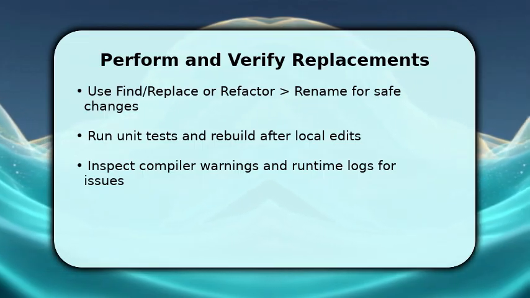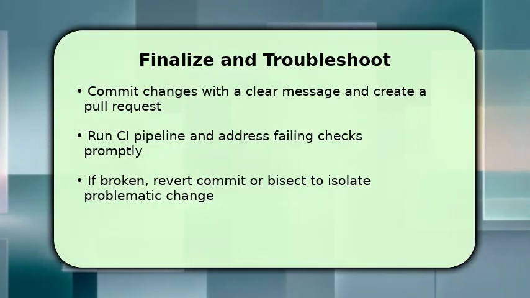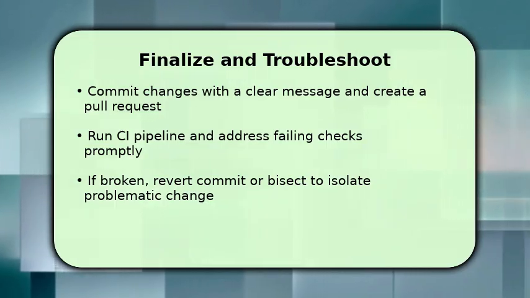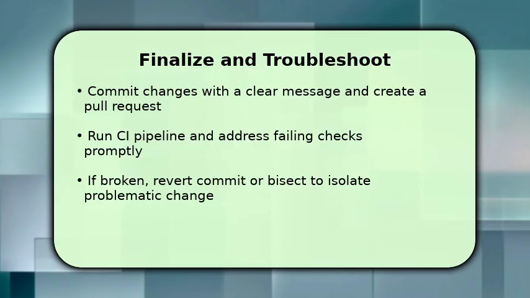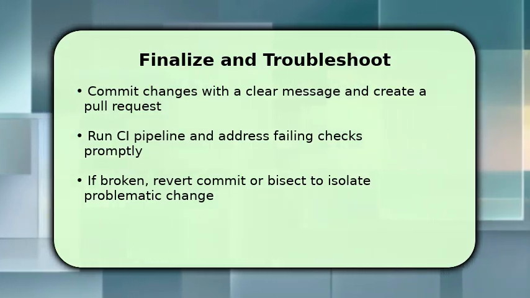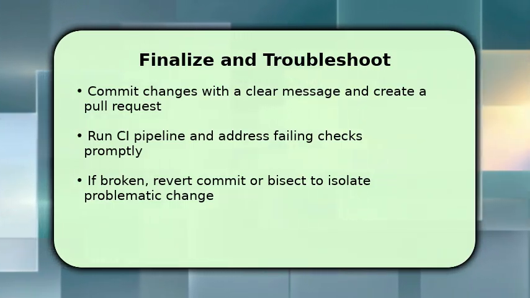Finally, finalize your work by staging and committing with a concise message that explains the replacement and why it was needed. Push and create a pull request, then monitor continuous integration for build or test failures. If CI or reviewers report problems, make incremental fixes or revert the commit and bisect to isolate the issue.